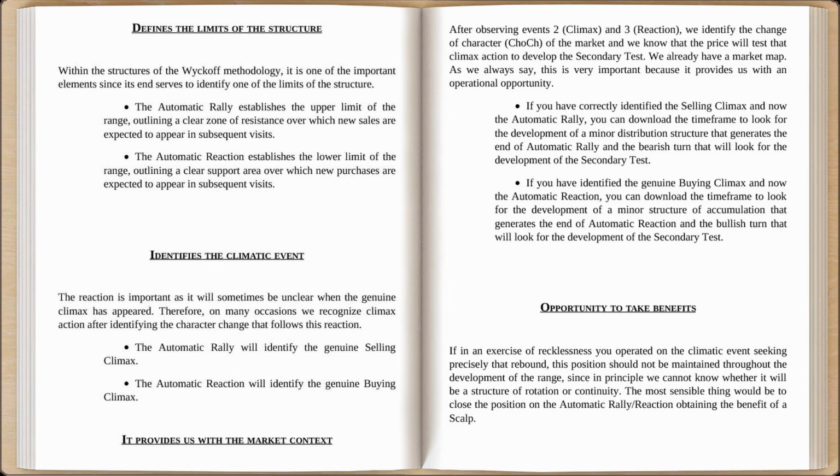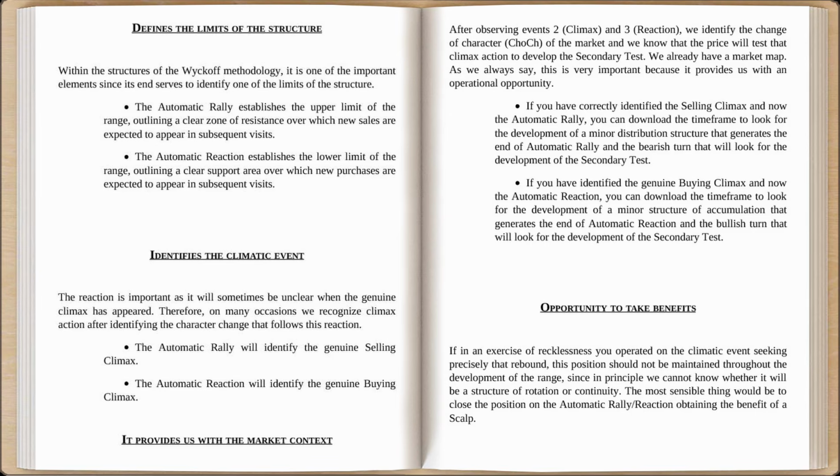If you have correctly identified the selling climax and now the automatic rally, you can drop down the time frame to look for the development of a minor distribution structure that generates the end of the automatic rally, and the bearish turn that will look for the development of the secondary test. If you have identified the genuine buying climax, and now the automatic reaction, you can drop down the time frame to look for the development of a minor accumulation structure that generates the end of the automatic reaction, and the bullish turn that will look for the development of the secondary test.